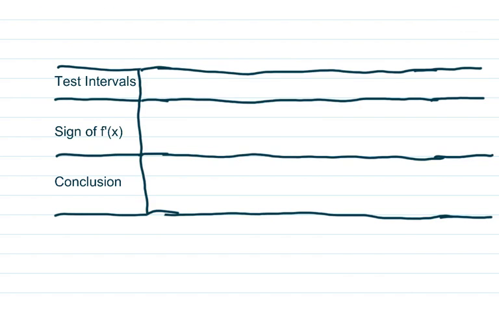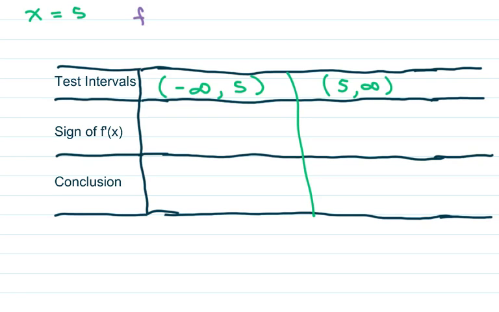So we're going to use that as our point to test the intervals. You can call it our critical number. So we're going to say x equals 5, and we're going to test from negative infinity to 5, and then from 5 to infinity. Again, my derivative was 1 when x is less than 5, and negative 1 when x is greater than 5.